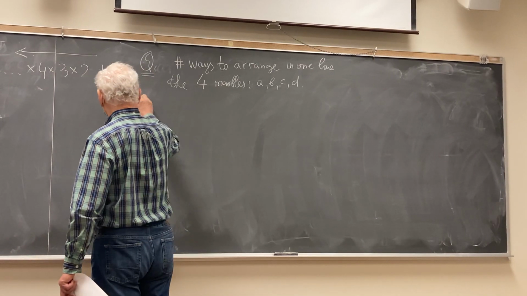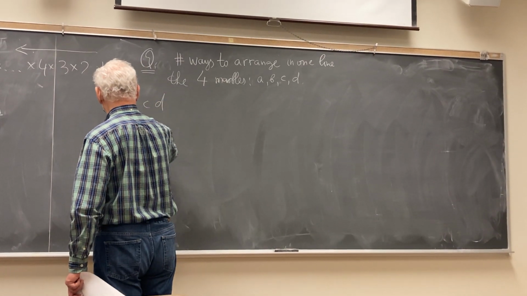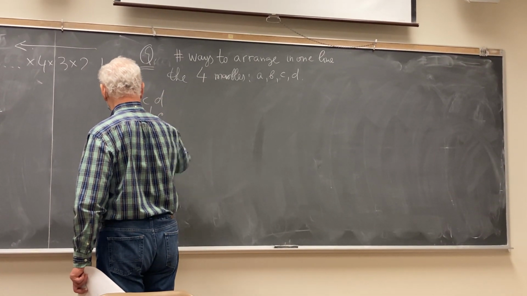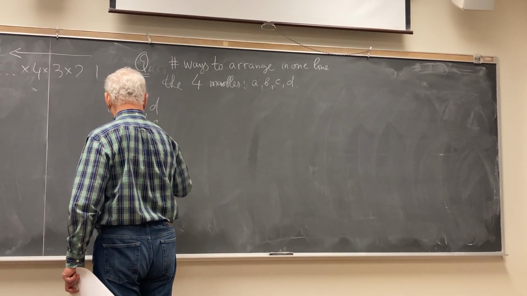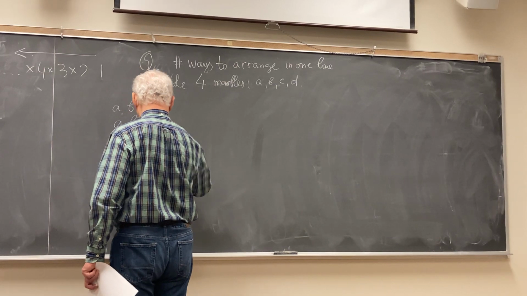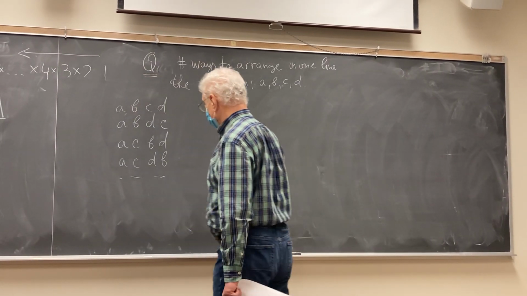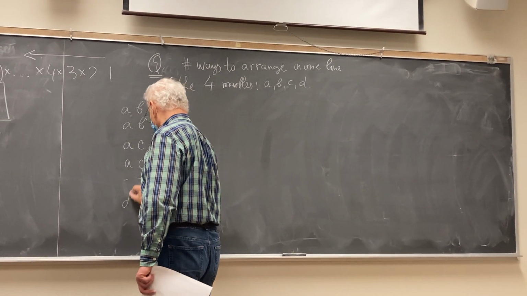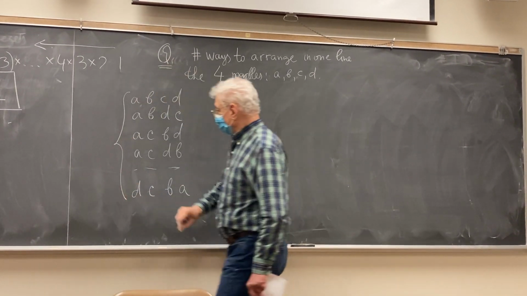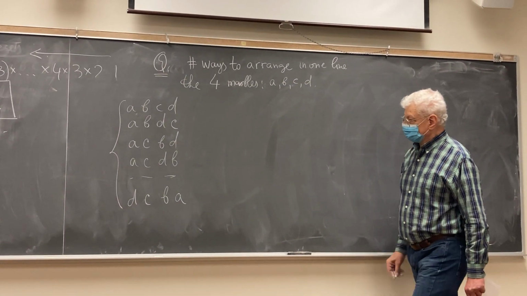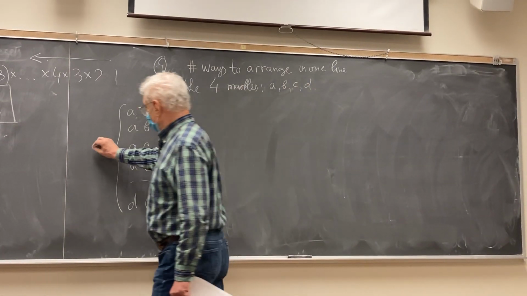You have to write A, B, C, D, or you can write A, B, D, C, or A, C, B, D, or A, C, D, B, and so on. And finally, you'll get D, C, B, A. If you write all possibilities, then the question is how many? How many of those?